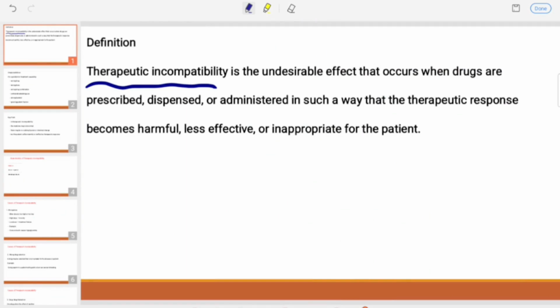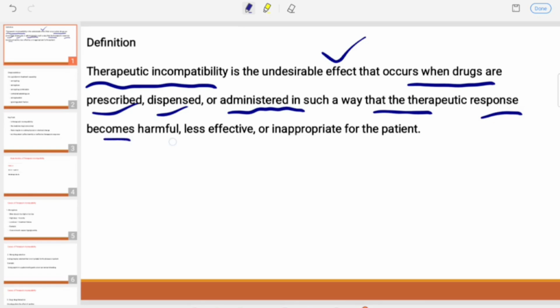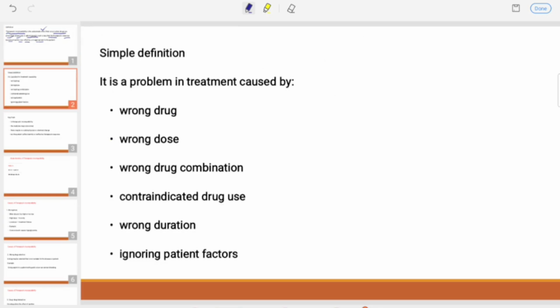It is an undesirable or unexpected effect which occurs when drugs are prescribed, dispensed and administered in such a way that the therapeutic response becomes harmful or less effective or inappropriate. In simple definition, we can say it is a problem which arises during the treatment.